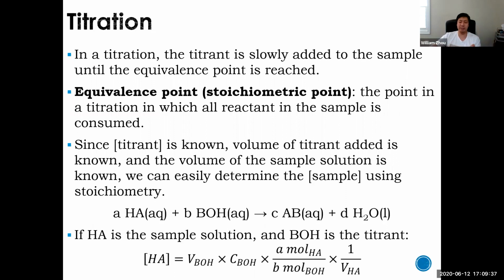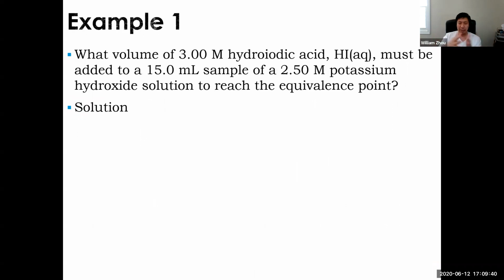Now, you did learn this last year. We're going to do a little bit of review, one example question just to refresh your memories. What volume of 3 molar hydroiodic acid, HI, must be added to a 15 milliliter sample of 2.5 molar potassium hydroxide solution in order to reach the equivalence point? So you're trying to neutralize that 3 molar hydroiodic acid.